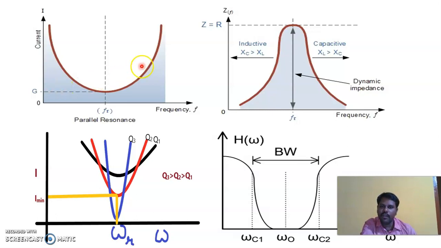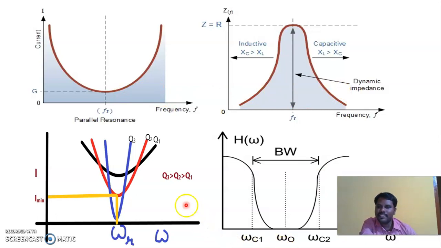Now if you plot impedance over frequency, at the resonating frequency, Z is equal to R, which is maximum. Below the resonating frequency, it acts as an inductor, whereas beyond the resonating frequency, it acts as a capacitor. Now the basic difference between series and parallel, there seems to be a vice versa.